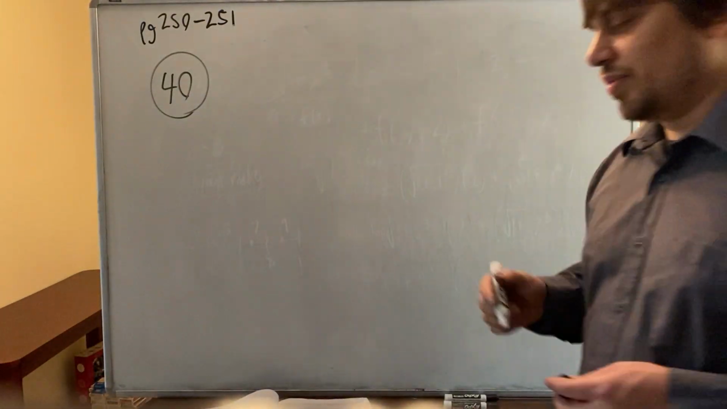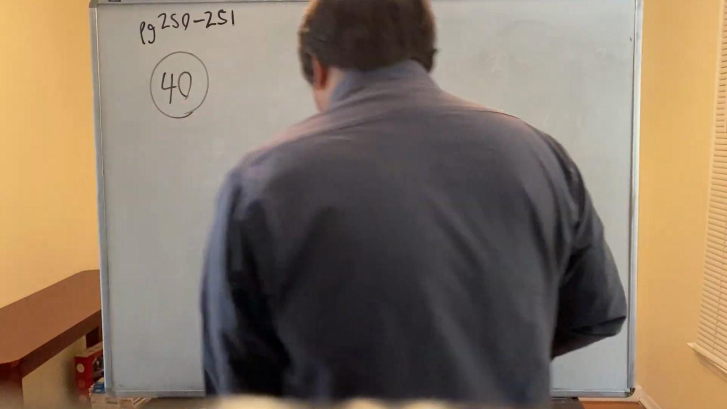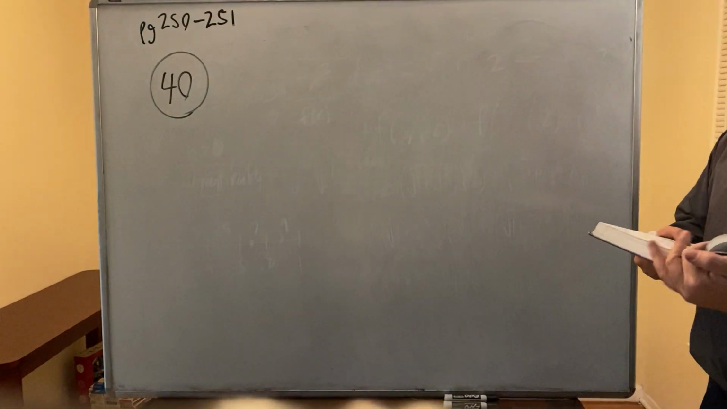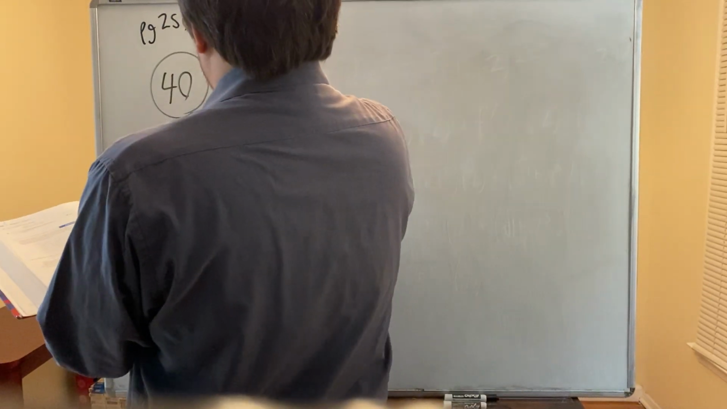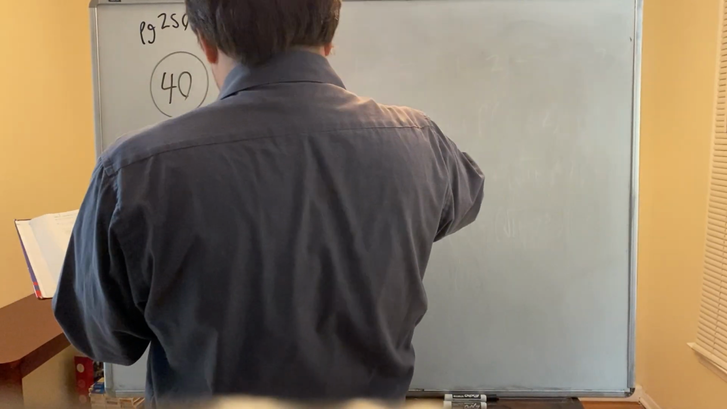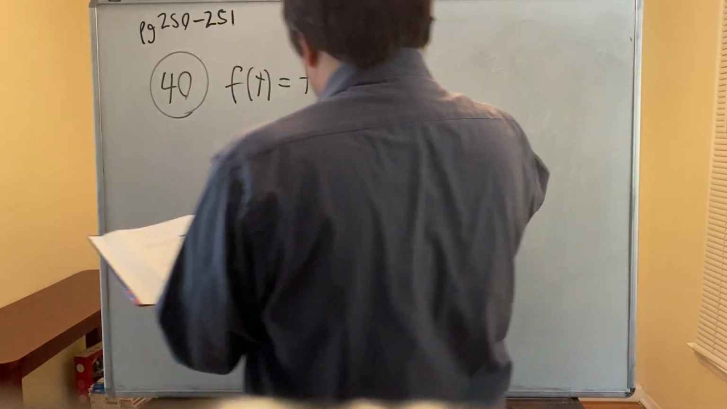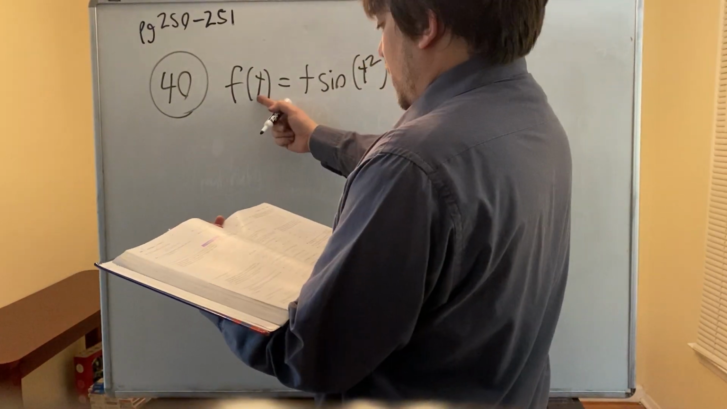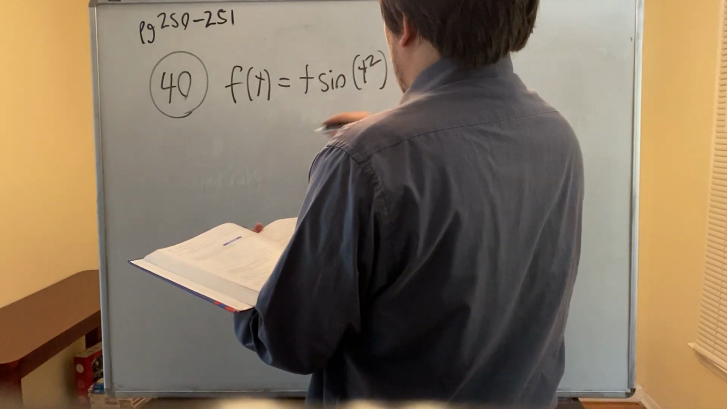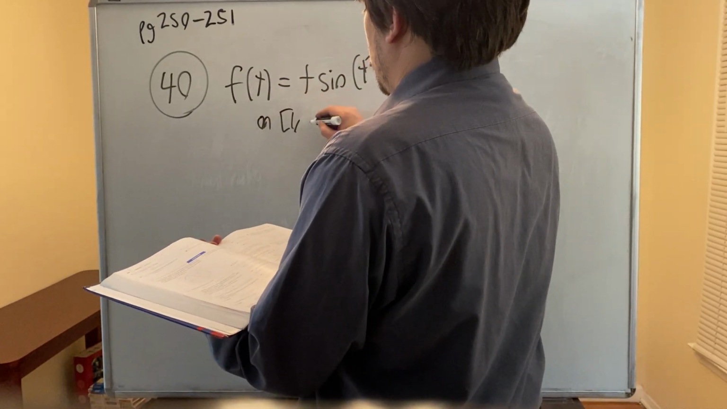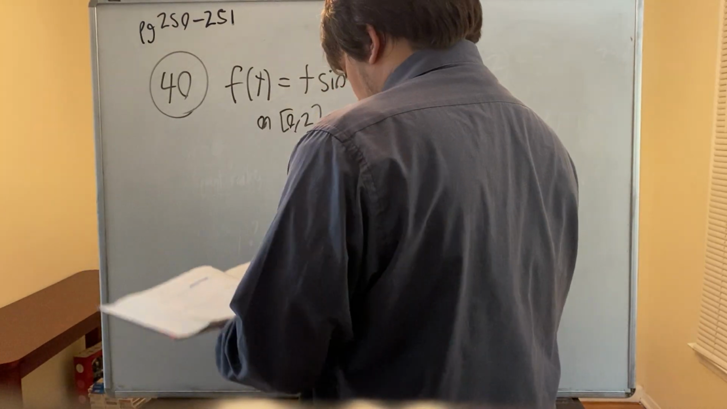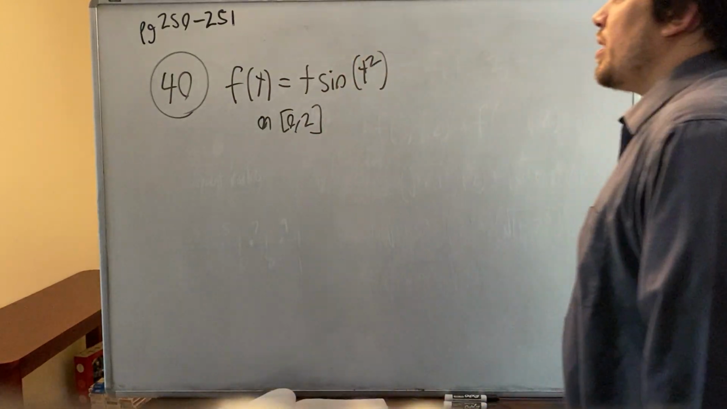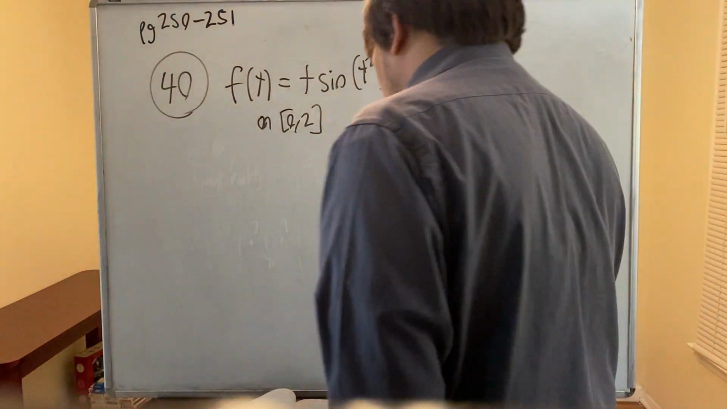Next one is number 40. Let's go over number 40. So for number 40, it says find the average value of the function f of x. This is a typo; the book has a typo here. It's f of t equals t sine of t squared, so that should be a t, on the interval (0, 2). So let's find the average value of that function on the interval from 0 to 2.